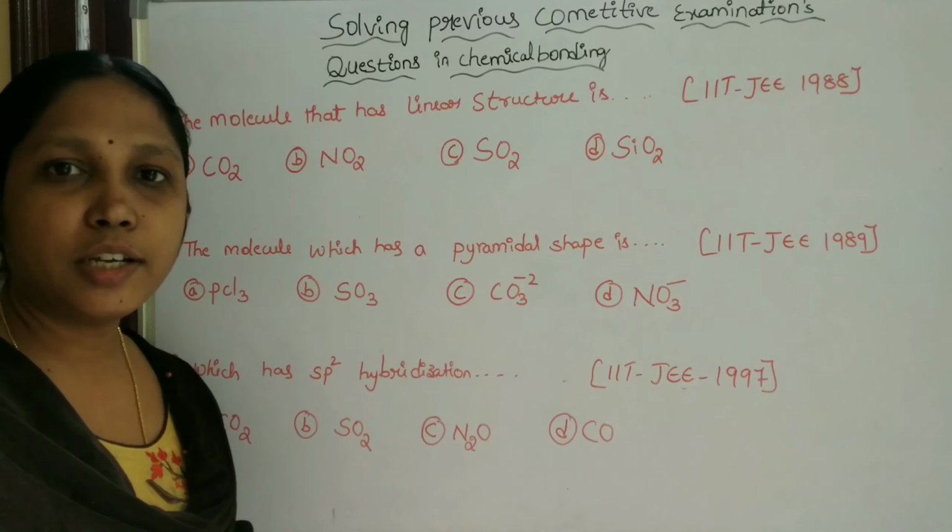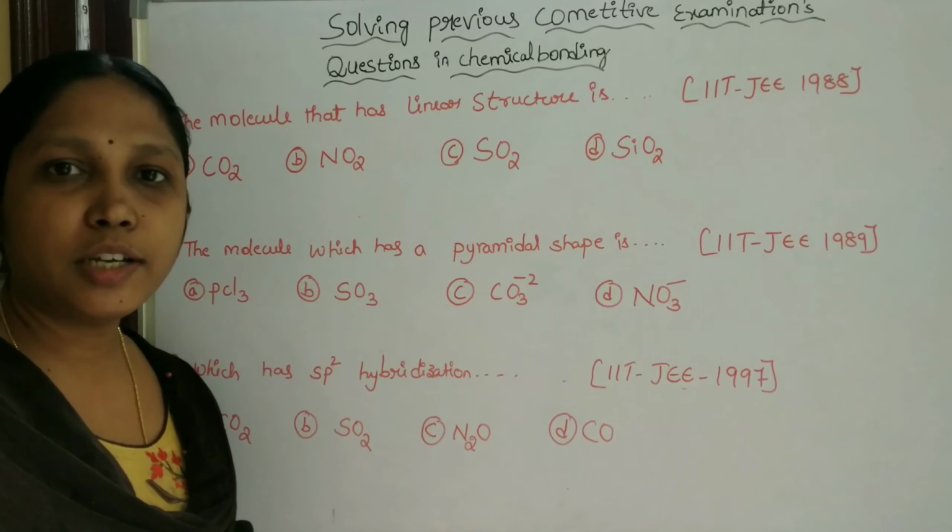Sulfur belongs to the 6th A group, meaning it has 6 valence electrons. It is surrounded by 3 oxygen atoms. Each oxygen forms a double bond, combining with 2 electrons of sulfur. How many sigma bonds are there? 3 sigma bonds, so we consider only 3 bond pairs. 3 bond pairs means sp2 hybridized, and sp2 hybridized means the shape is trigonal planar.